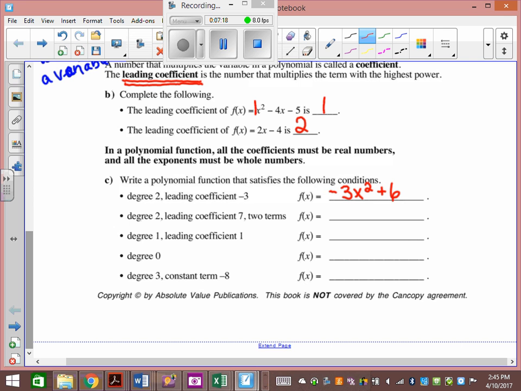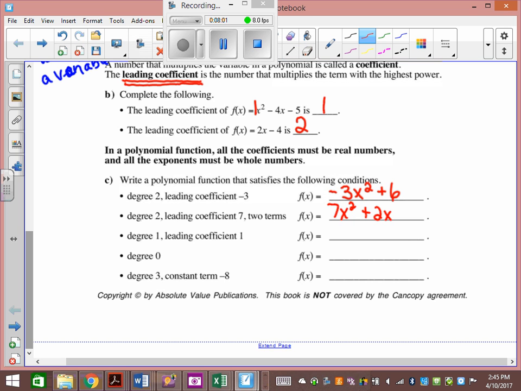Degree 2, leading coefficient of 7, has 2 terms. So now it can only have 2 terms, like the top one had. Okay? Degree 2 means it's an x squared. Leading coefficient of 7 means it's a 7x squared. And then I could add 2x. Could I add a minus 3 at the back now too? No, why? It says 2 terms. Do I have to have a number at the back without a variable, a constant? No. This is still correct. What is the constant in that equation? 7x squared plus 2x. Nothing, which is also known as 0.